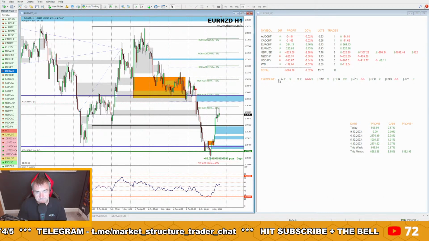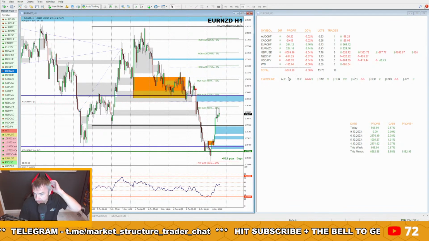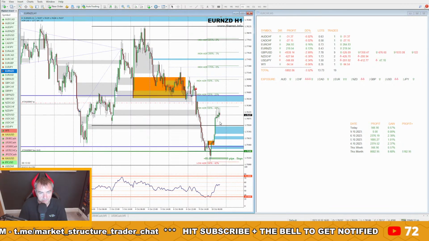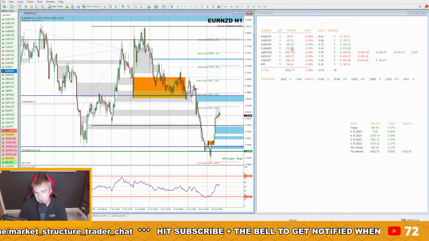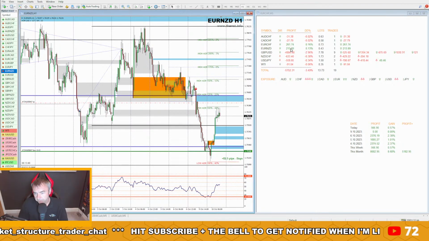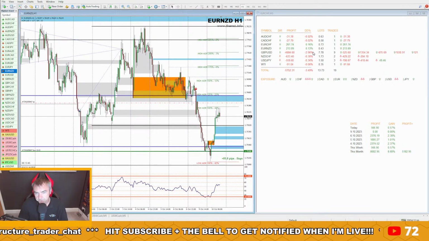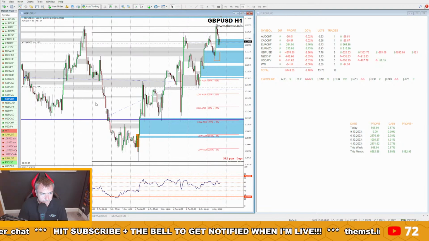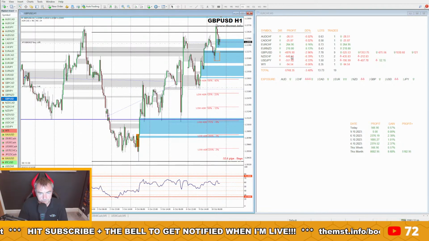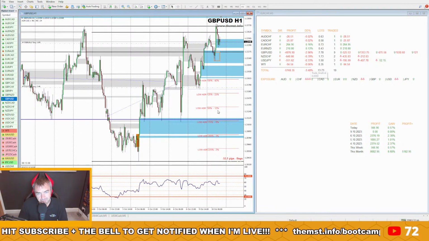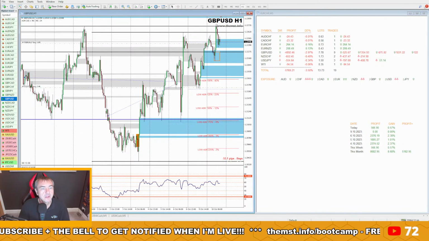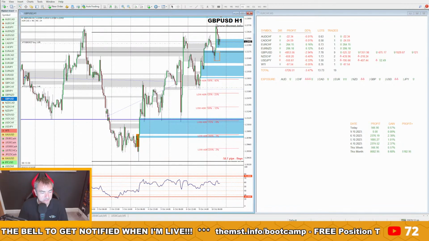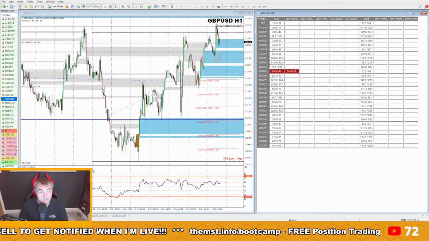Right. So there's nothing much else moving at the minute. Euro New Zealand's pulling back again. Lots of wicks to the upside on Euro New Zealand. Just going to hold them all, I think. So we'll have a look through the ADRs and the RSI extensions, but there isn't a lot to look at today.